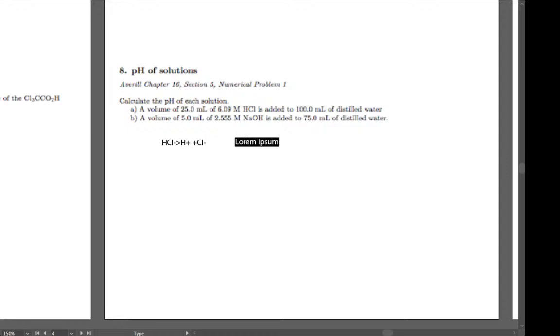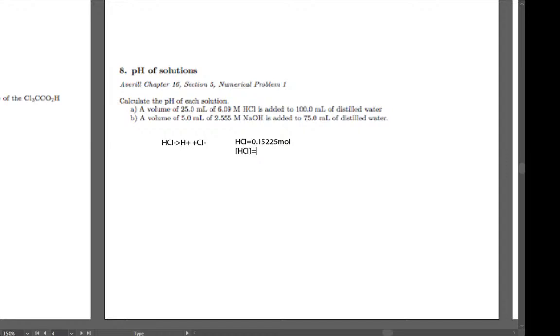So we first try to find the amount of HCl in moles, and that's 6.09 multiplied by 25 milliliters, but you need to convert the milliliters into liters first. That would be 0.025. Putting it inside your calculator, 6.09 multiplied by 0.025 would be 0.15225 moles.